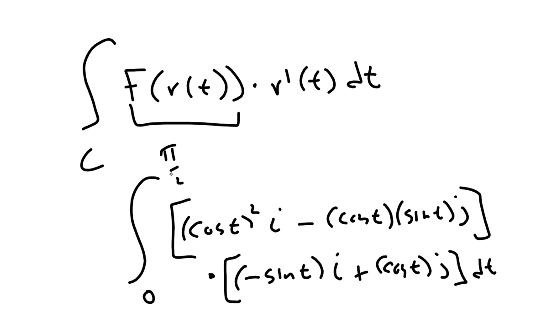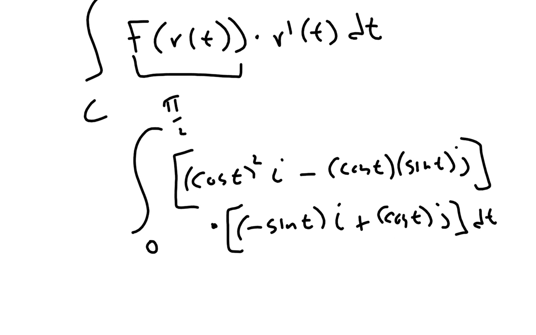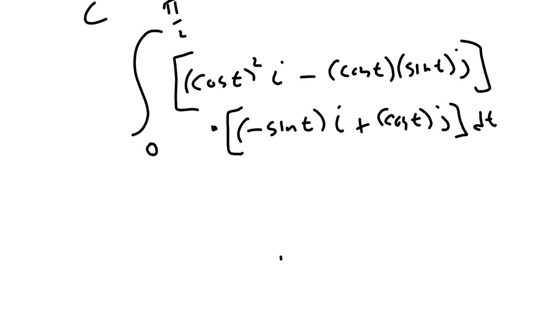Okay, so this is actually an integral in a single variable. The only variable you see here is t. So we just have to finish that off. So that's what we're going to work on now. In case you forgot about dot products, you multiply the x components together, you multiply the y components together, and then you add them up and see what happens. So that's going to be our plan.